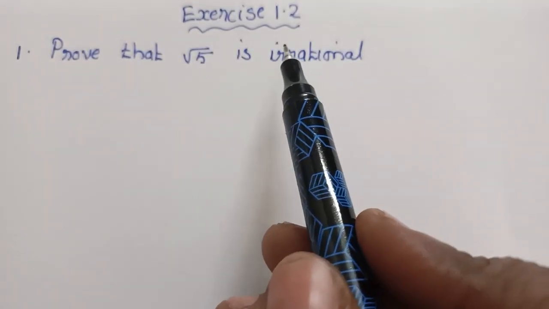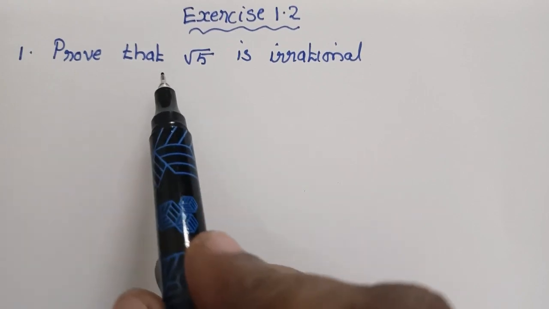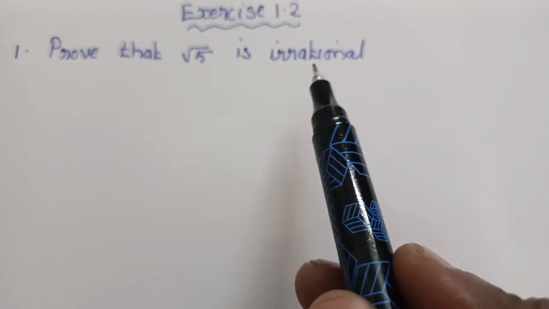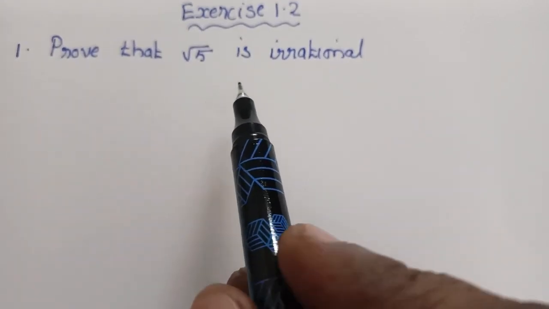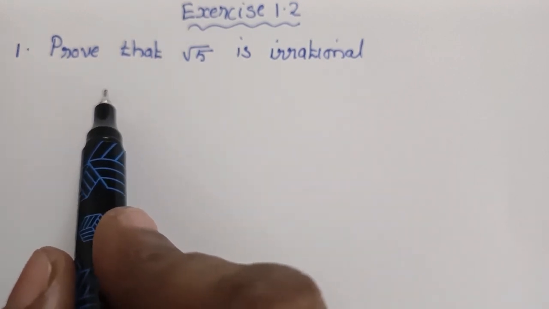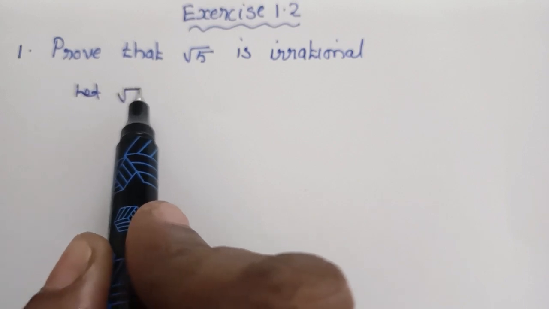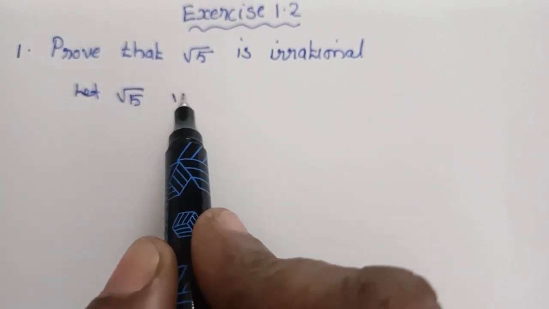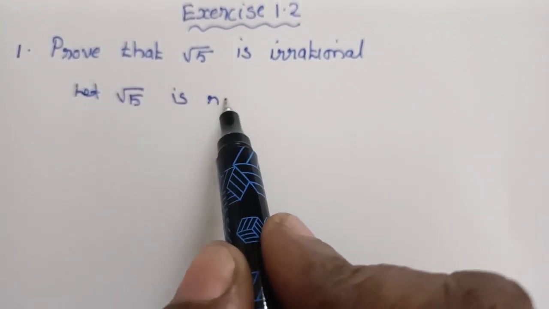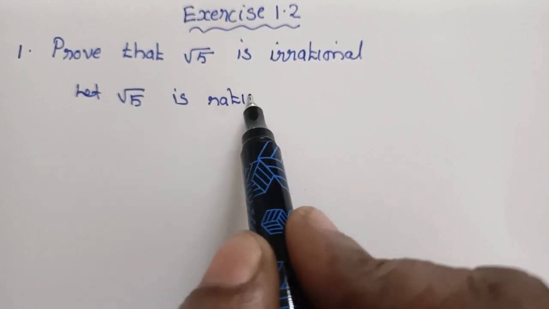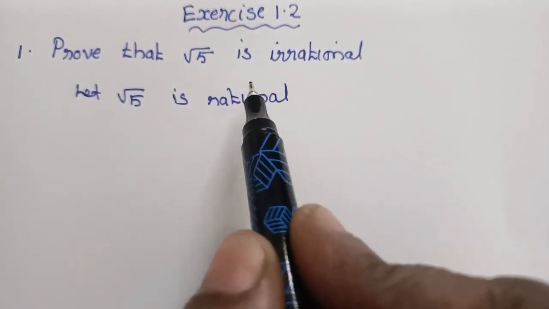Exercise 1.2, first question: prove that root 5 is irrational. That is, we have to prove that root 5 is irrational. So let us suppose root 5 is rational. We have to suppose that root 5 is a rational number.